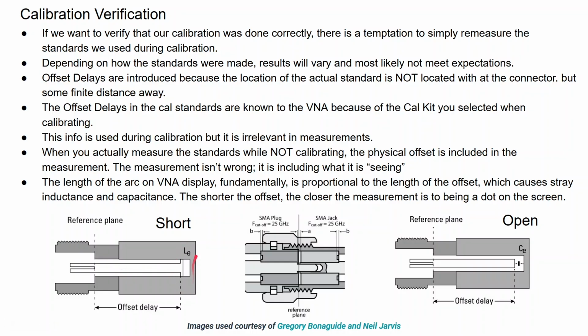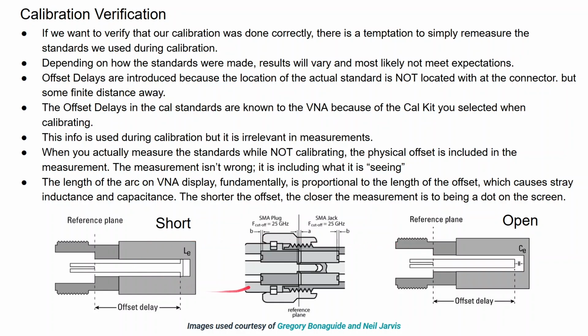I also mentioned that we have these stray capacitances and inductances in these, and they will show up. They are proportional to this length here, and of course the frequency, and so it will show up as inductive reactance and capacitive reactance. However, the shorter the offset, the closer that measurement will be to the dot on the screen. And it's some pretty high-priced cal standards that have the 0 offset on them. They're very rare, and you've got to have a specific reason for wanting to spend the kind of money you'll have to spend on them.